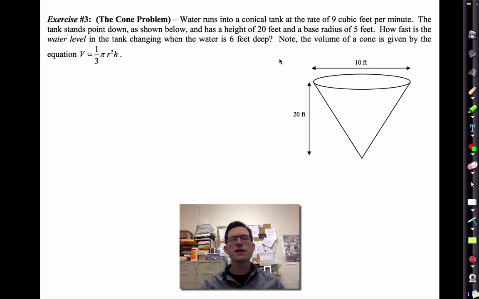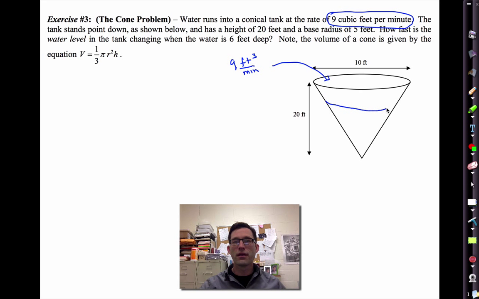All right, so let's visualize this and understand what's going on. We've got water pouring into this tank at a rate of 9 cubic feet per minute, so it's filling this tank up. I'm going to draw the water inside the tank. Okay, it asks us, how fast is the water level in the tank changing when the water is 6 feet deep?